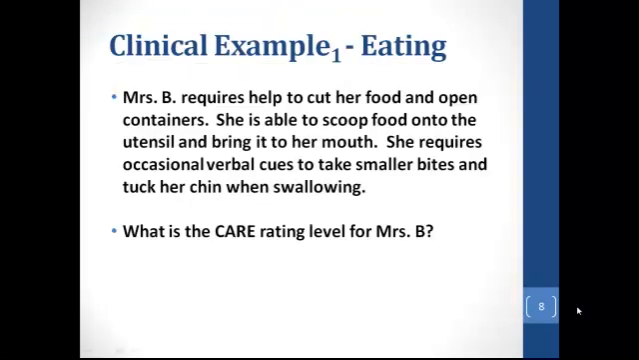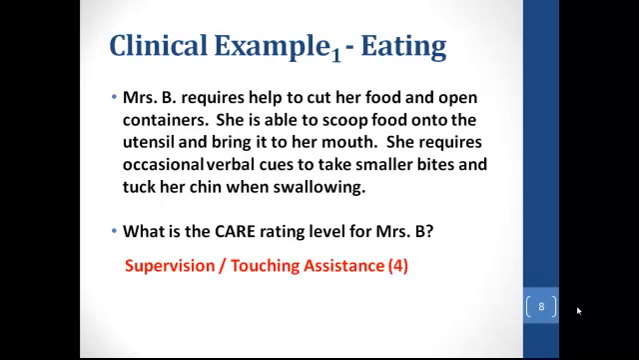Let's look at example number 1. Mrs. B requires help to cut her food in open containers. She is able to scoop food onto the utensil and bring it to her mouth. She requires occasional verbal cues to take smaller bites and tuck her chin when swallowing. So what would be the care rating level for Mrs. B?